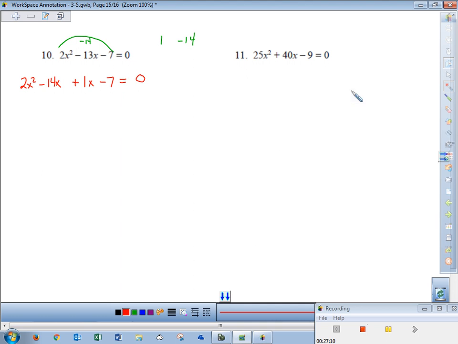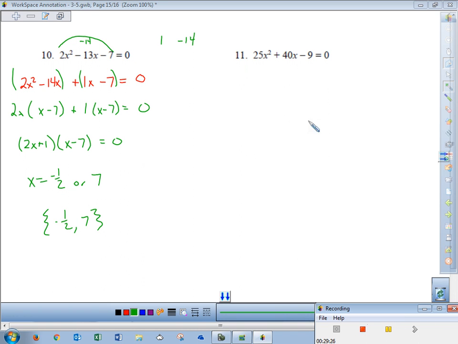Alright, I will let you finish the frowny face on this one. So pause that video and see if you can get what I get. And I'll let you check your work accordingly. I got negative 1/2 or 7 as my two solutions to this quadratic.